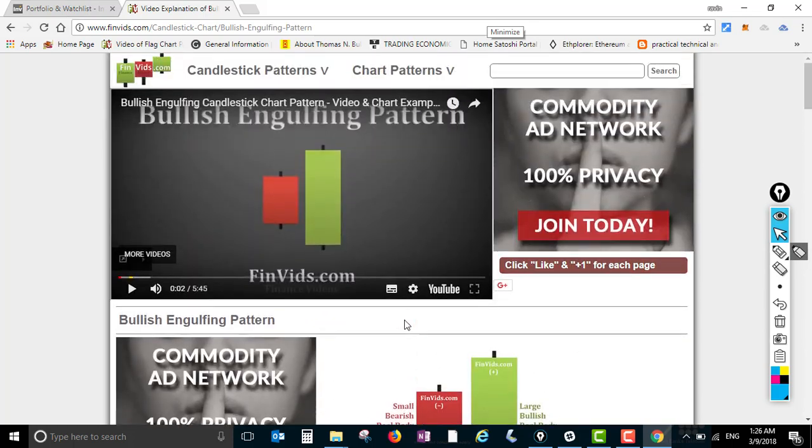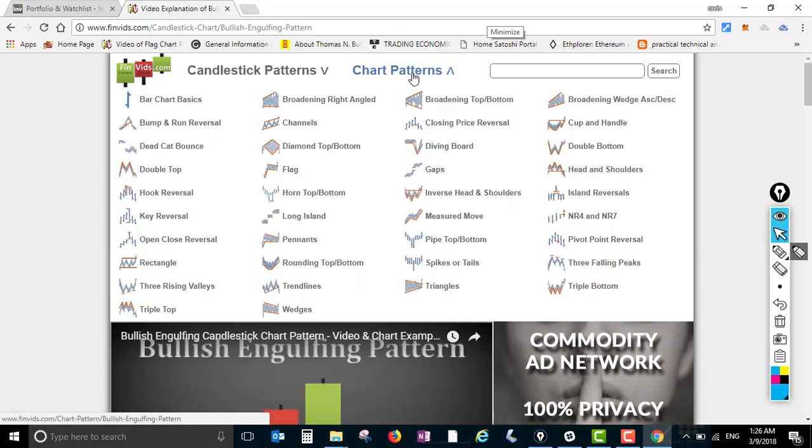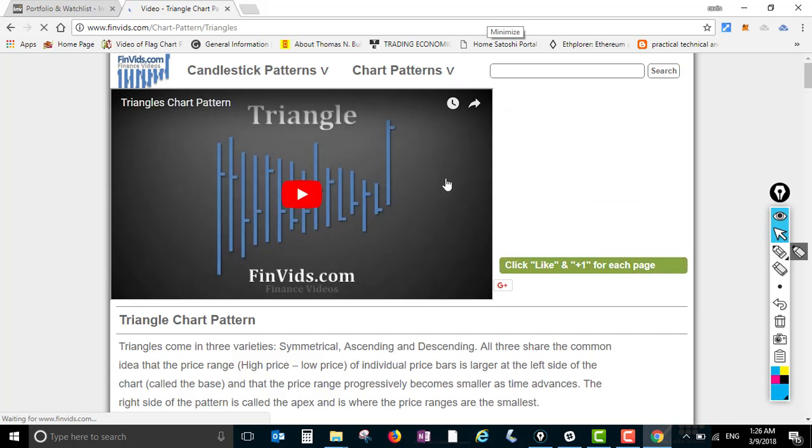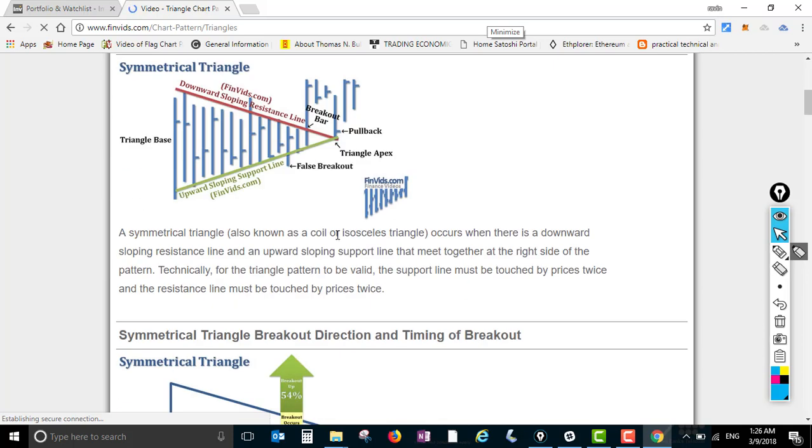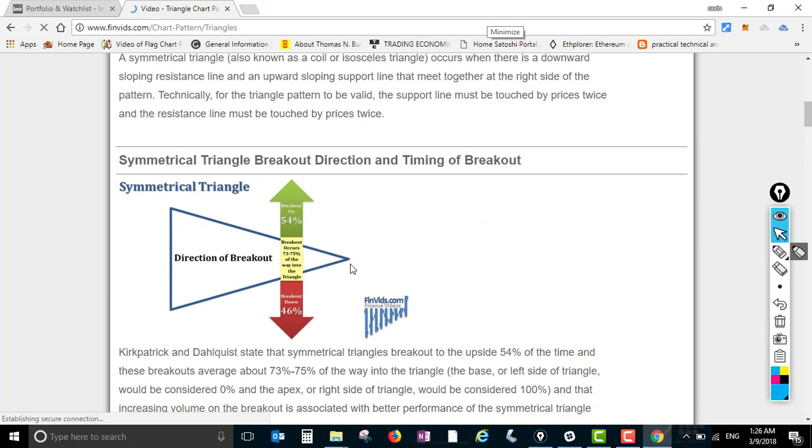If you go to chart patterns, it will show you a lot of chart patterns. For example, triangle. If I go to triangle, it will show you the basic things you want to know about a triangle, how it fails, how it succeeds, and what the percentage of success is. Those information are on this site. Make sure to make a note of this site, finviz.com.